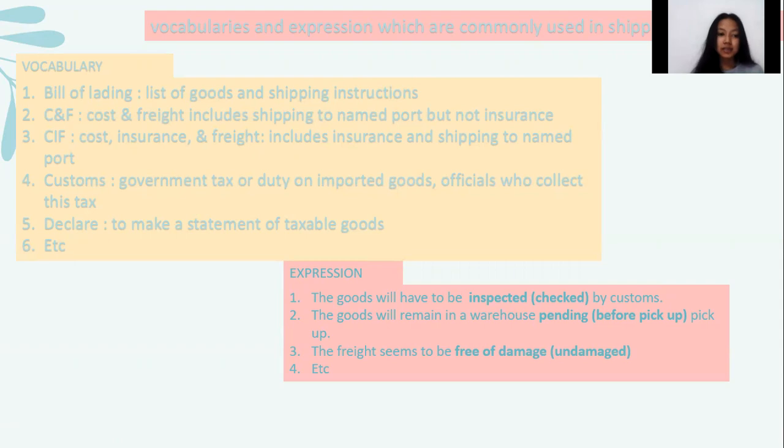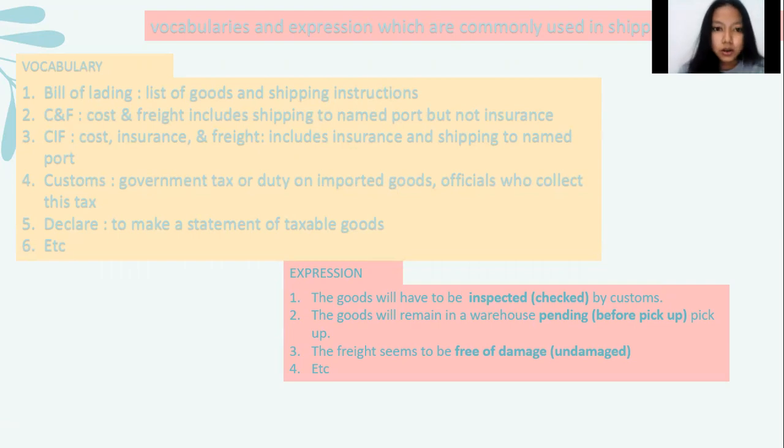Next is customs. Customs is a government tax or duty on imported goods. Officials will collect this tax. And the last is declare. Declare is to make a statement of taxable goods, etc.